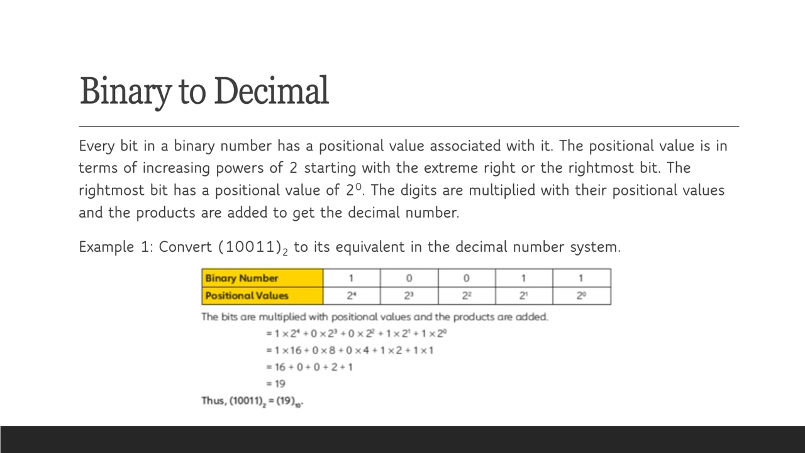So we will write the positional value corresponding to each binary number, and then we will multiply it with the positional value, and then we add up and we will get the answer. So thus 10011 with base 2 is equal to 90 with base 10. If you take a look, whenever the binary digit is 1, we will just take the positional value of it. Whenever the binary digit is 0, we need not consider the positional value, as 0 multiplied by any number always gives 0.